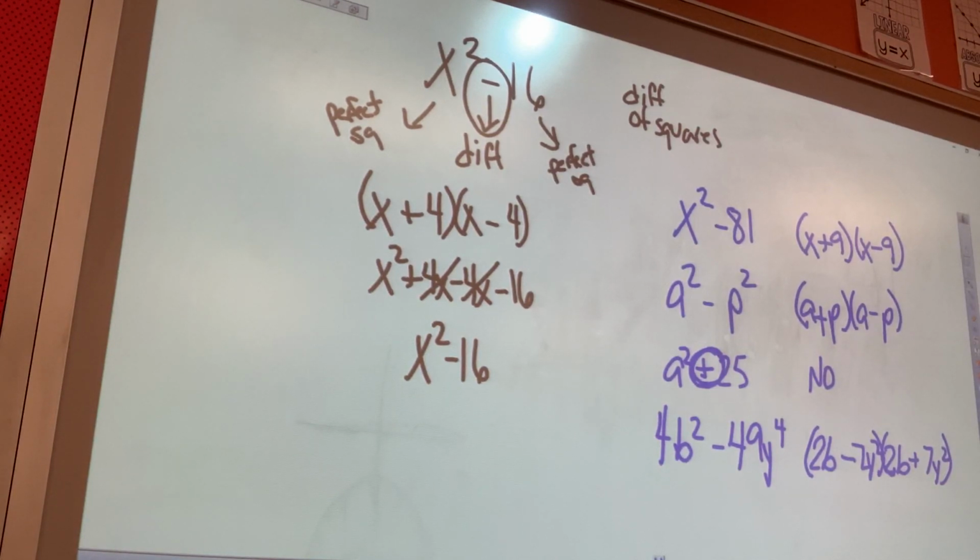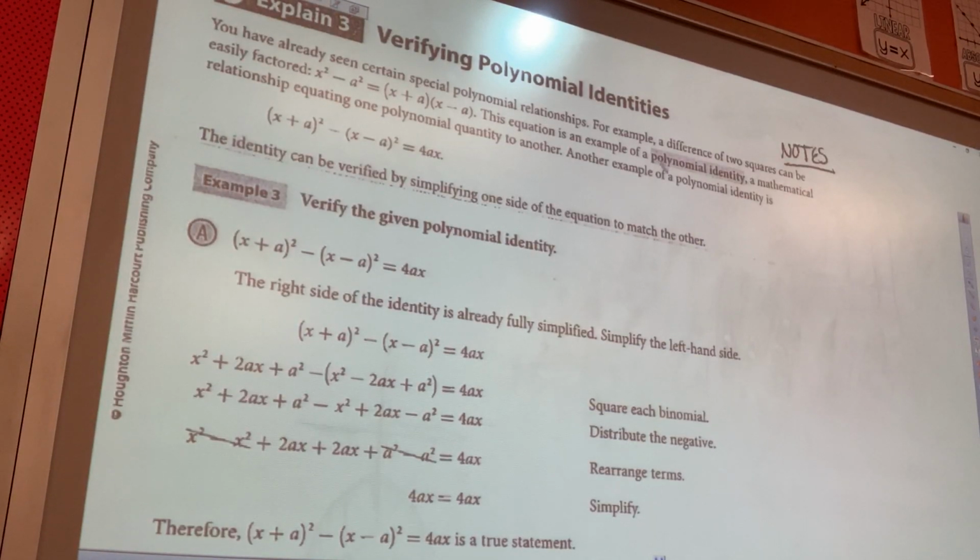So when we talk about special cases, difference of two squares, that's what we're talking about. And it can be factored this way. So we could write it, x squared minus a squared is equal to x plus a times x minus a.